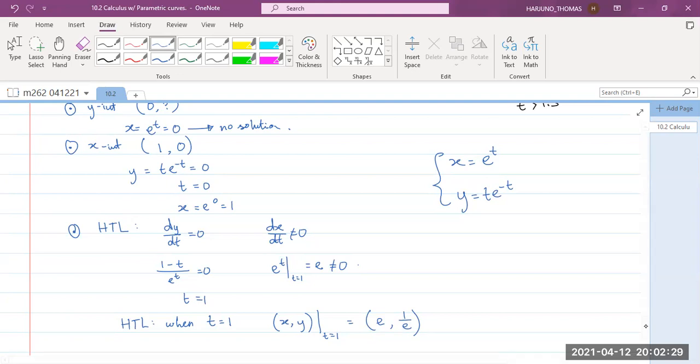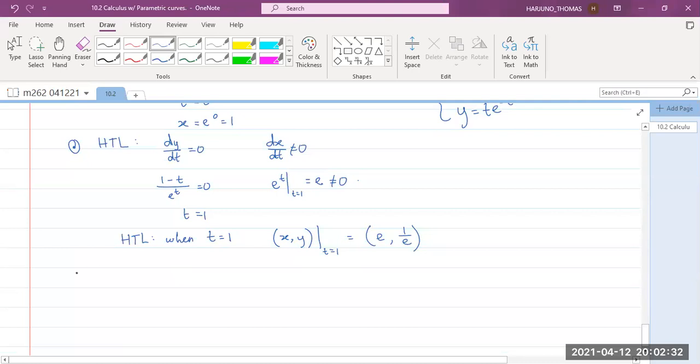Do we have a vertical tangent line? A vertical tangent line occurs when dx/dt is 0 and dy/dt is not 0. dx/dt is e to the t. Set it equal to 0, no solutions. So from here we see that there is no vertical tangent line.